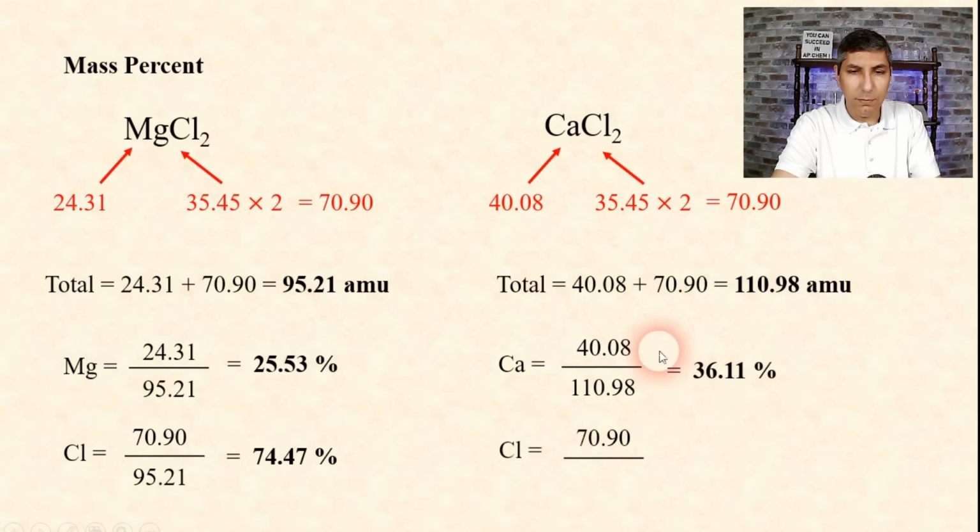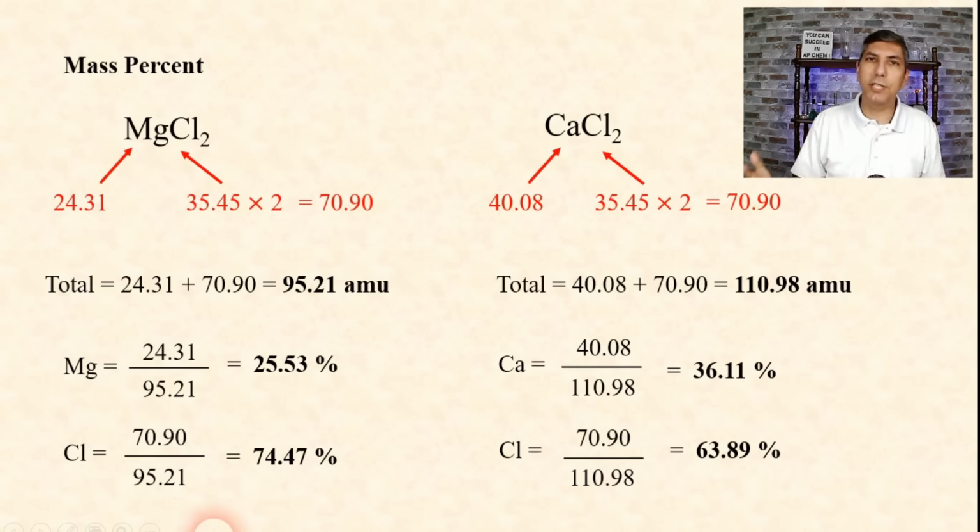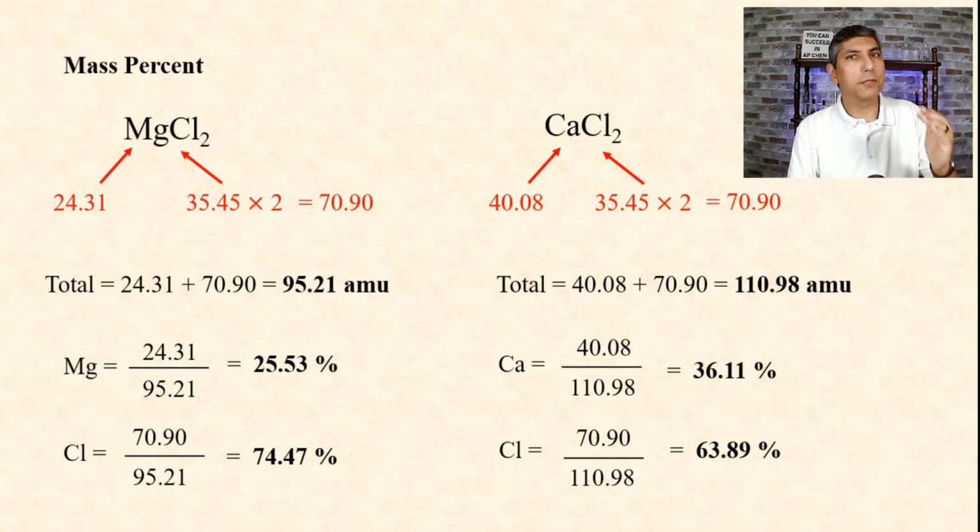And then the same thing for chlorine. We take the 70.90 and divide that by the total, which is 110.98. We find that that's 63.89%. So that's how you'd find the mass percent of any element in a compound. Now, of course, if we do everything right, the percentages should add up to 100, and it looks like they do here. Now, one little detail that you might have noticed, notice that we have 2 different chlorides here.